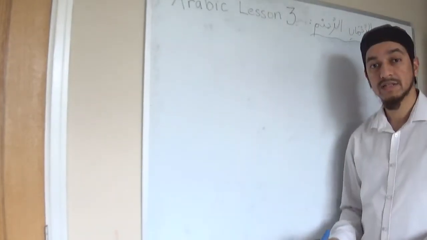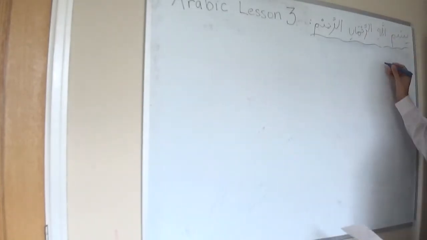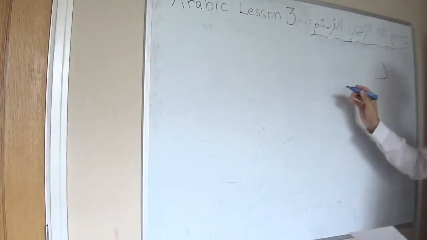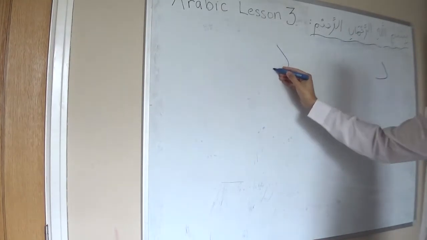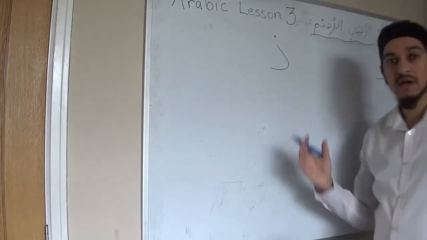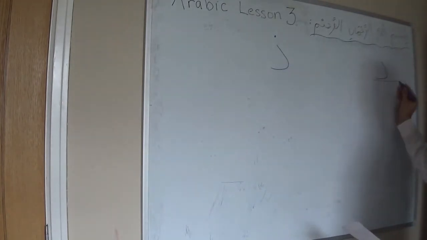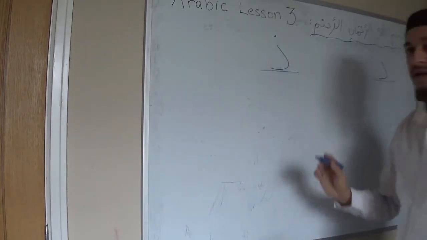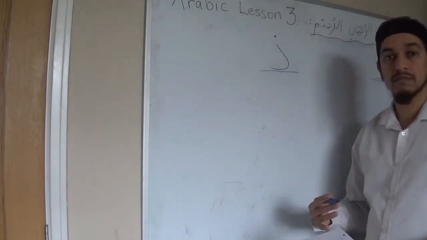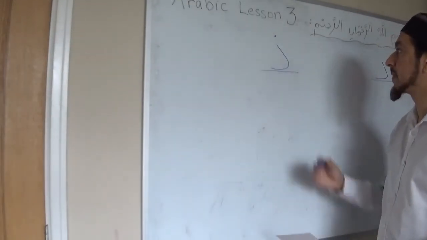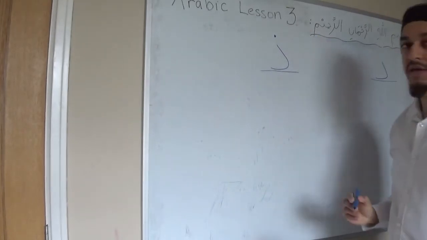So the next letters we come to today are dal and dhal. And again, as you can see, both of these are kind of similar in the way you draw them. So this is the line, and dal and dhal always more or less stay on top of the line. Dhal having a dot on top.